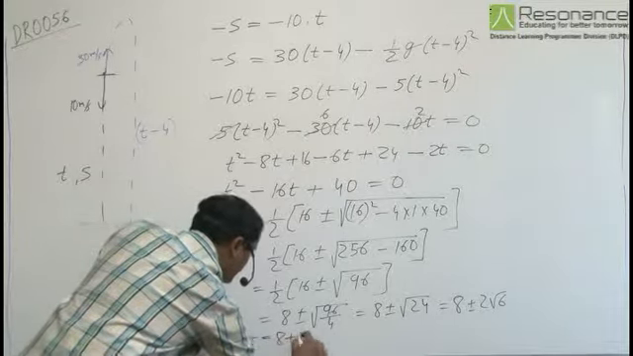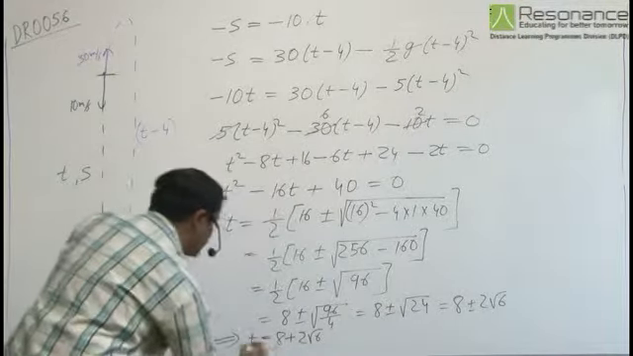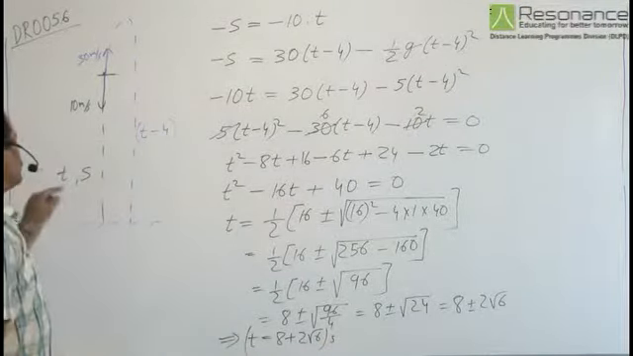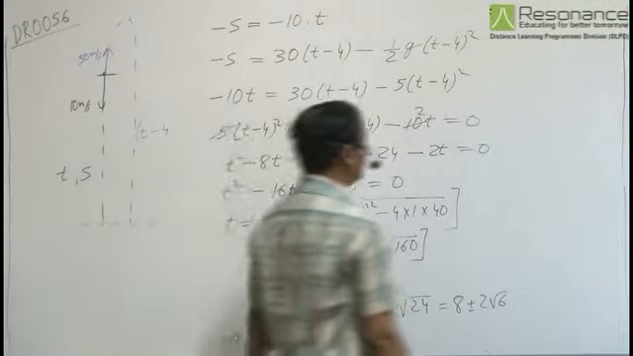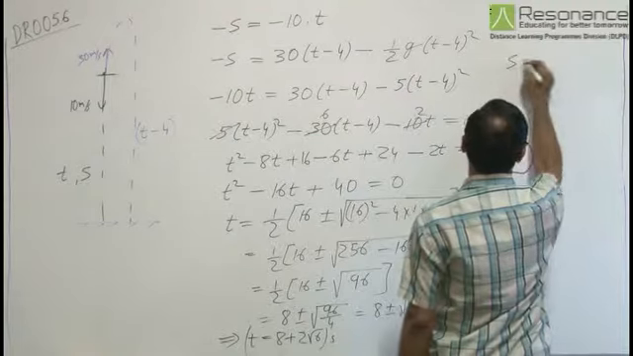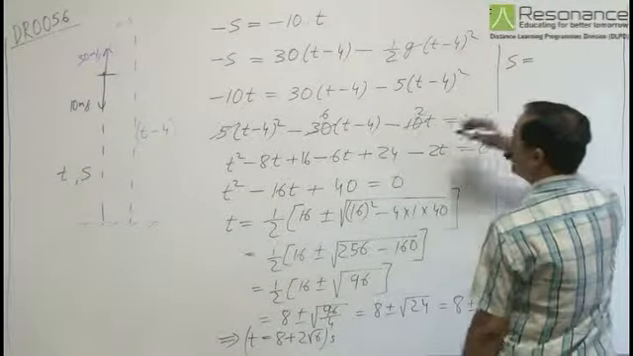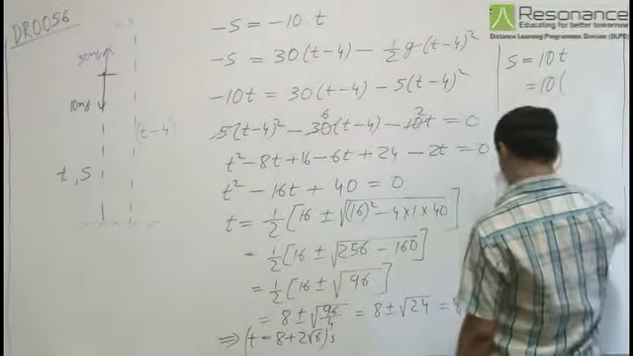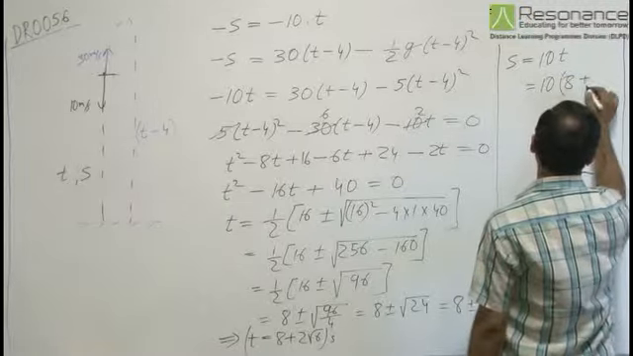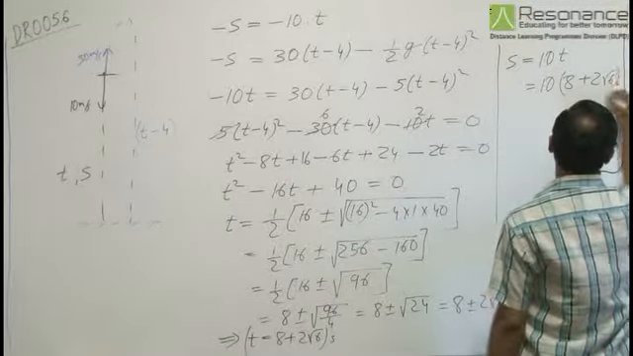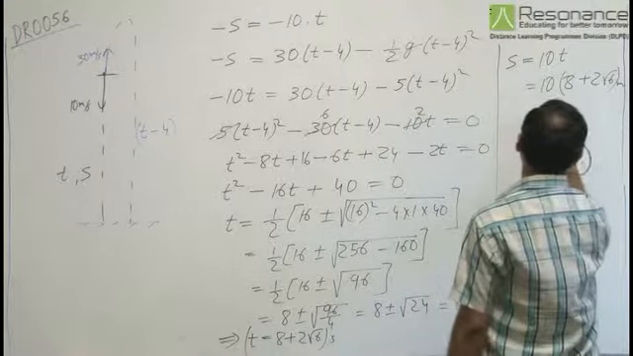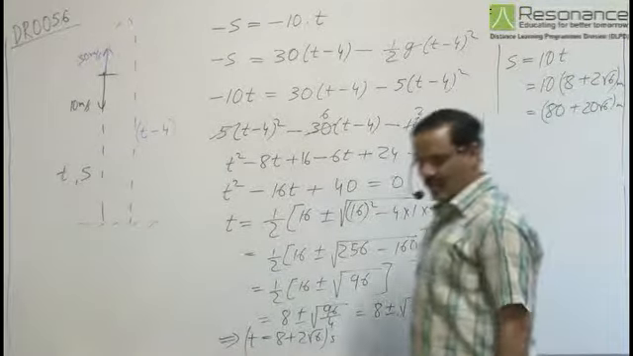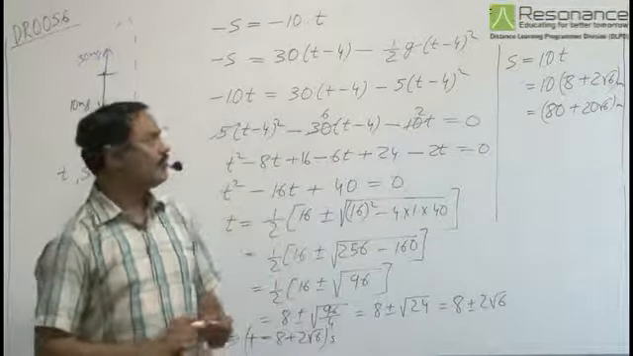this implies the time to be 8 plus 2 root 6 seconds. This is the time after which the stone hits the lift, and within this time, the distance traveled by the lift, s, is equal to 10t, that is equal to 10 into (8 plus 2 root 6) meter. So it is 80 plus 20 root 6 meter. That is the distance traveled by the lift within this time.